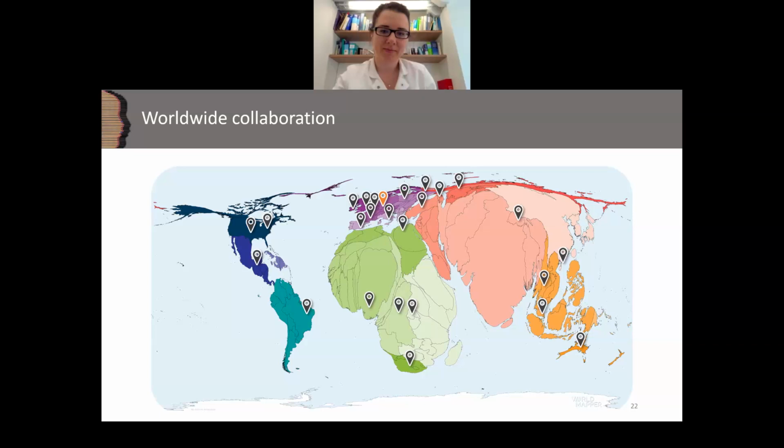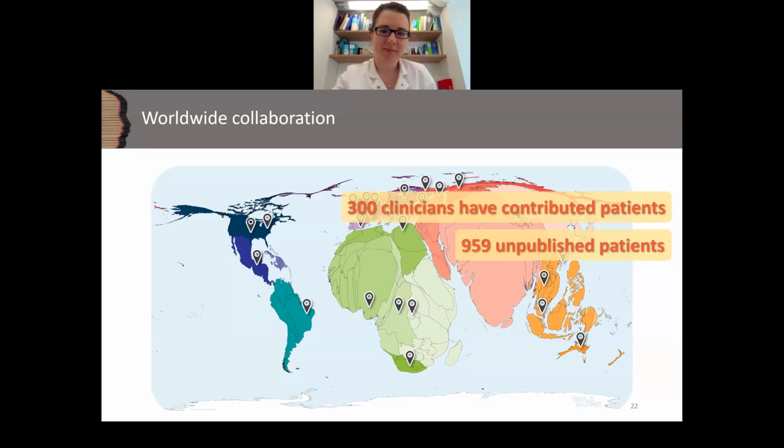Then we collect the data directly from them. So until now, more than around 300 clinicians already contribute some patients to our database, and we already collect almost 1,000 patients. And if we count the images, we already have more than 2,400 images, which are not published in any medical literatures.